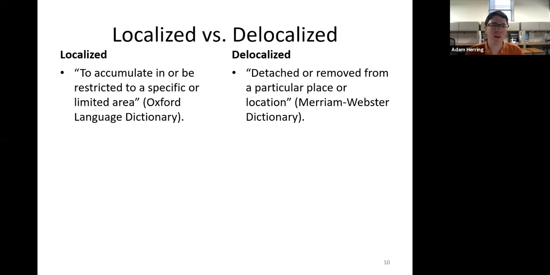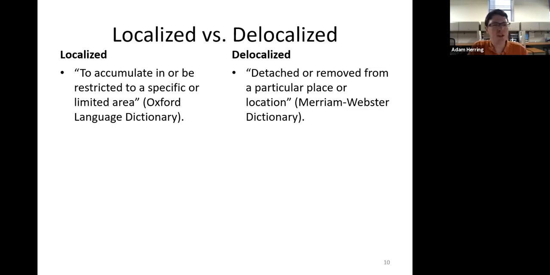Let's first talk about the basic meaning of the words localized versus delocalized, outside of a chemistry context. So I looked at the dictionary definitions for these two words. According to the Oxford Language Dictionary, for something to be localized, that means that it accumulates in or is restricted to a specific or limited area. If something is delocalized, then it's detached or removed from a particular place or location. That's according to the Merriam-Webster Dictionary.